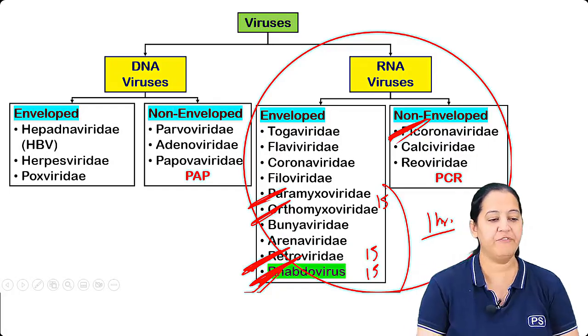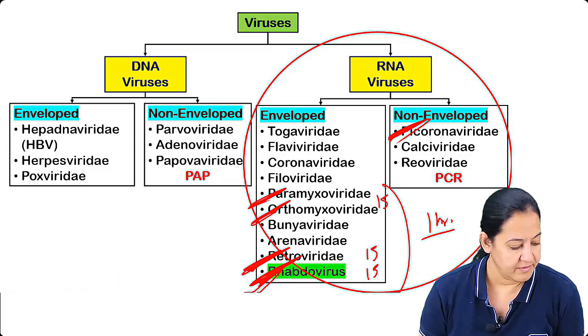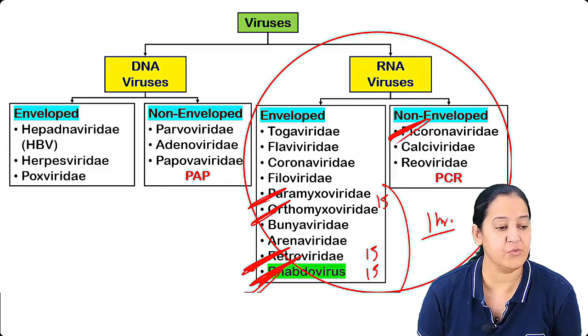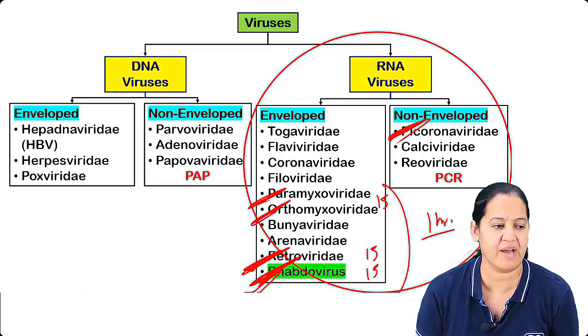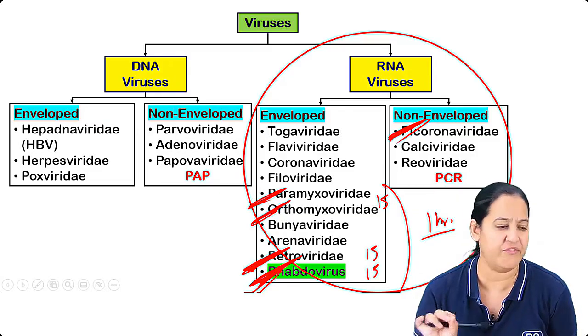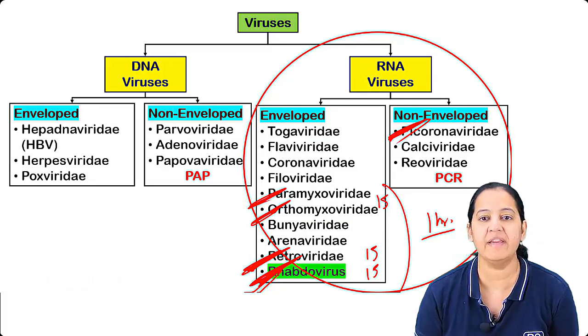I told you now, only 4 or 5 viruses are left. VDPV and VAPP, it's vaccine derived polio virus. One is vaccine associated, one is vaccine derived. So there are a few differences between them, but ultimately both are due to vaccine.